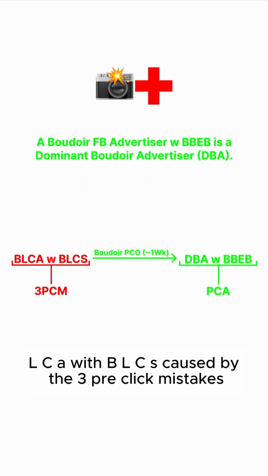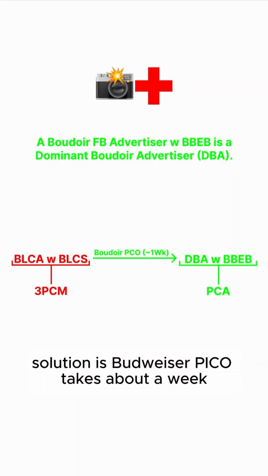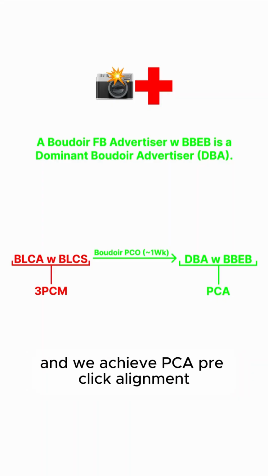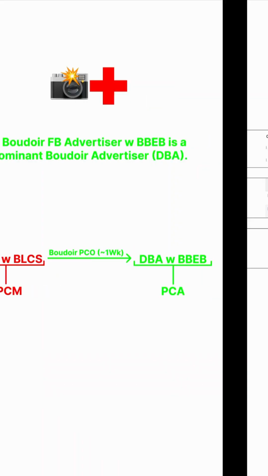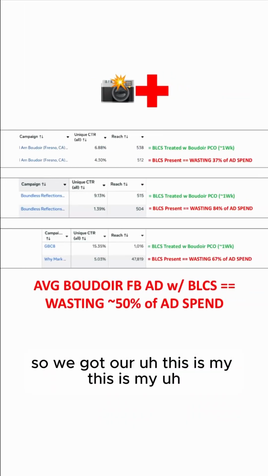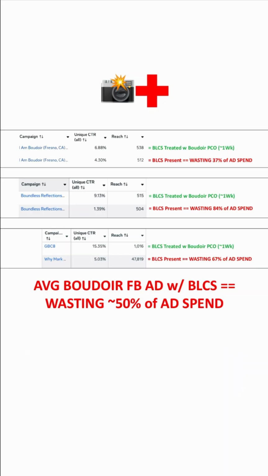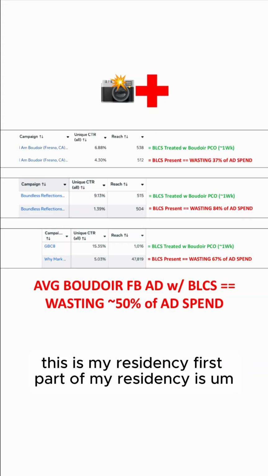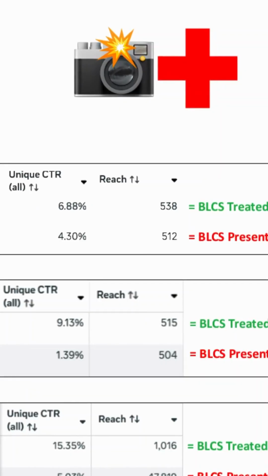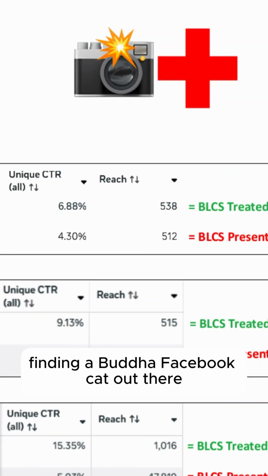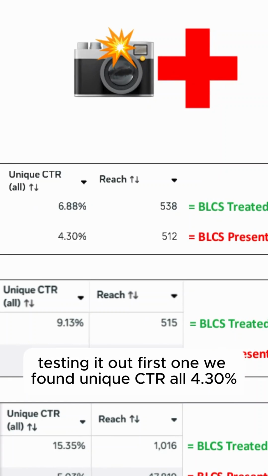Got a BLCA with BLCS, caused by the 3 pre-click mistakes. Solution is Boudoir Pico, takes about a week. And we achieve PCA, pre-click alignment, and we become dominant Boudoir advertisers with Boudoir brain entry boost. So this is my residency. First part of my residency is finding a Boudoir Facebook ad out there, bringing it back to the hospital, testing it out.